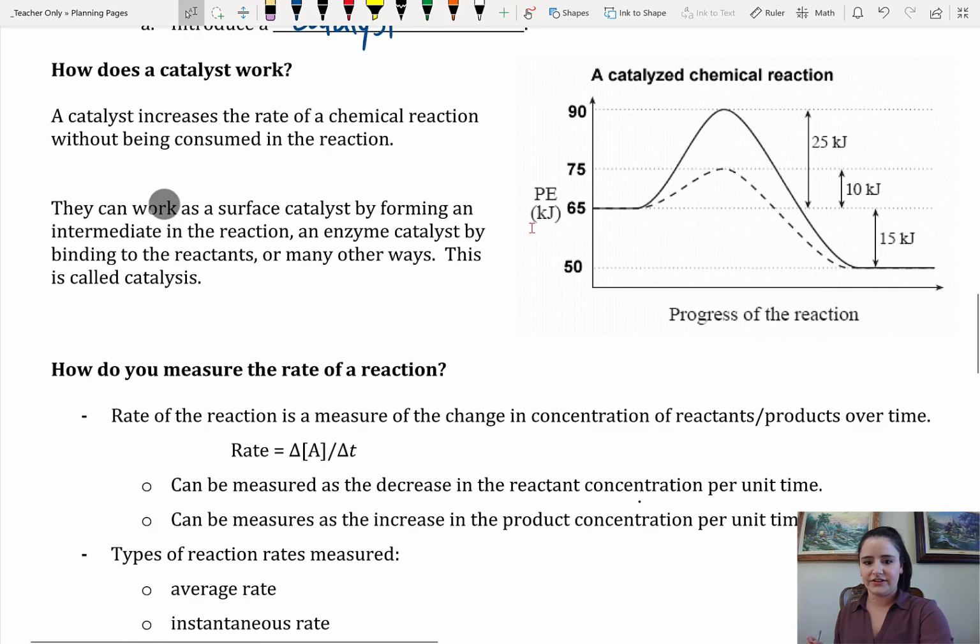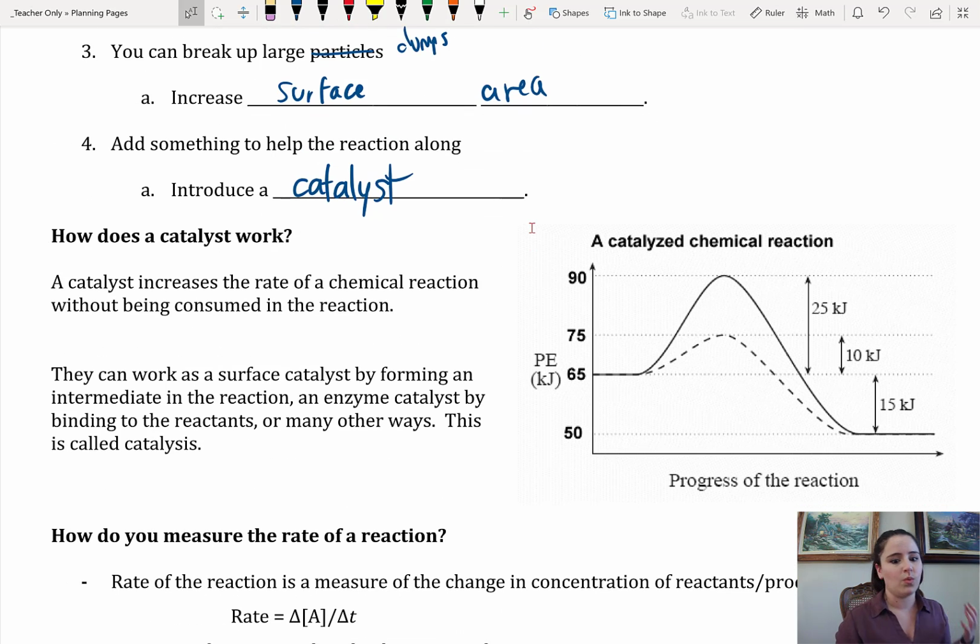Now, there are lots of different ways that catalysts work, okay? But they always increase the rate of a chemical reaction without actually being involved in the reaction. They're not consumed in the reaction. They may be a surface catalyst that just helps orient those two molecules and get them to where they need to be. They might be an enzyme catalyst that binds to the reactants and allows it to be in that proper orientation to react with the products and then lets it go.